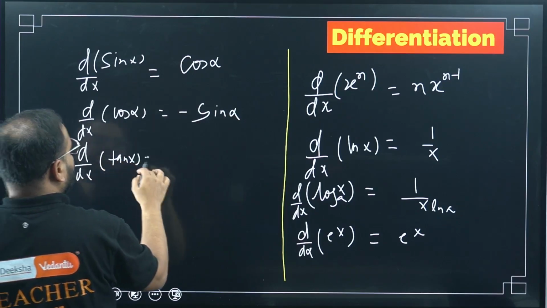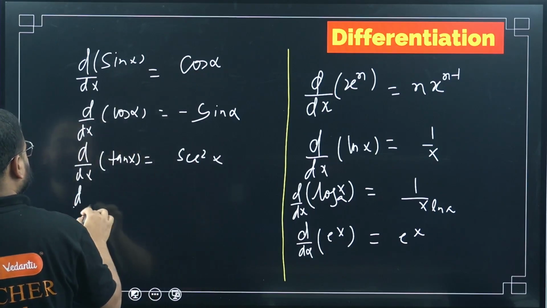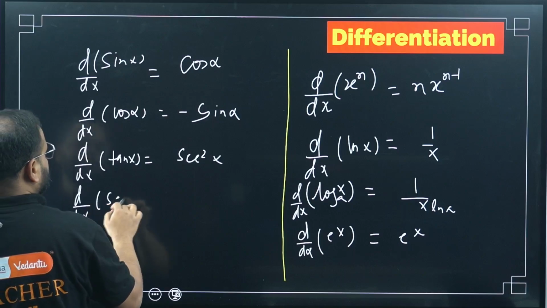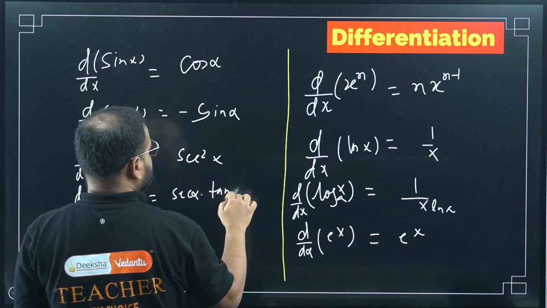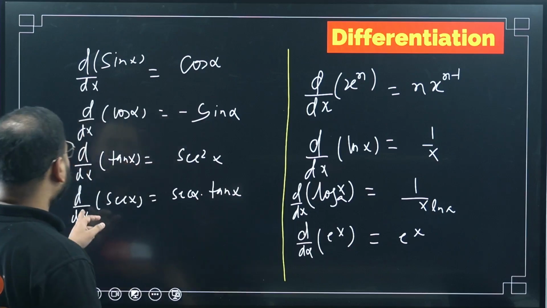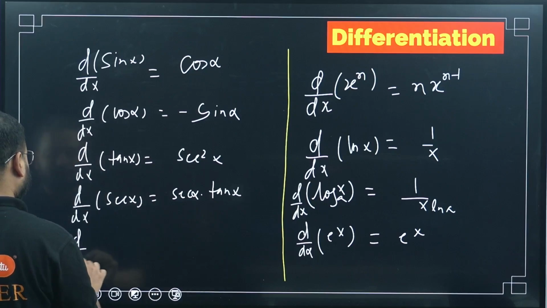Tan x will be what? Sec square x. Okay. What about sec x? Sec x will be sec x and tan x, right? For sec x we have sec x into tan x. Okay, what about anything else left?